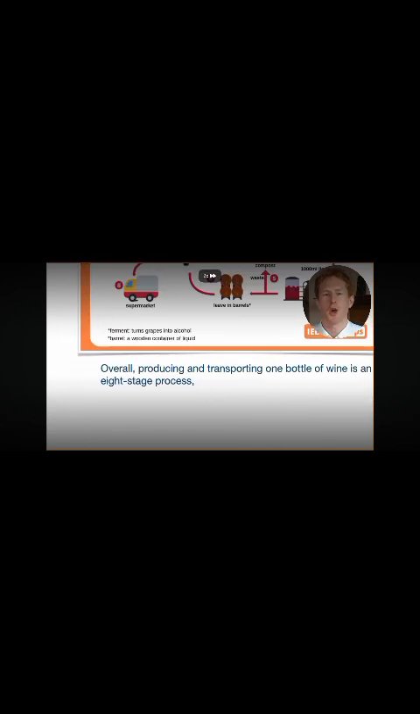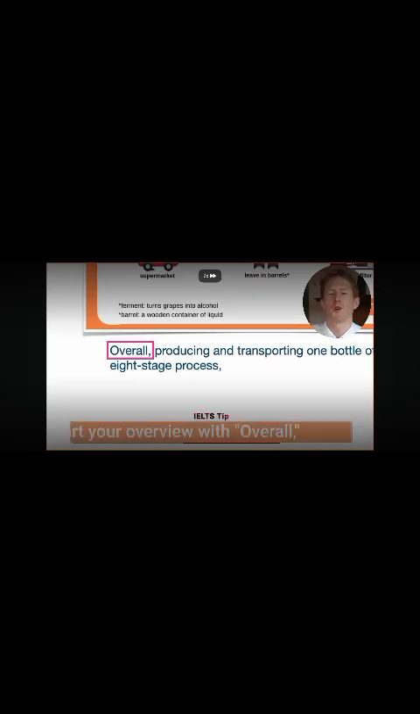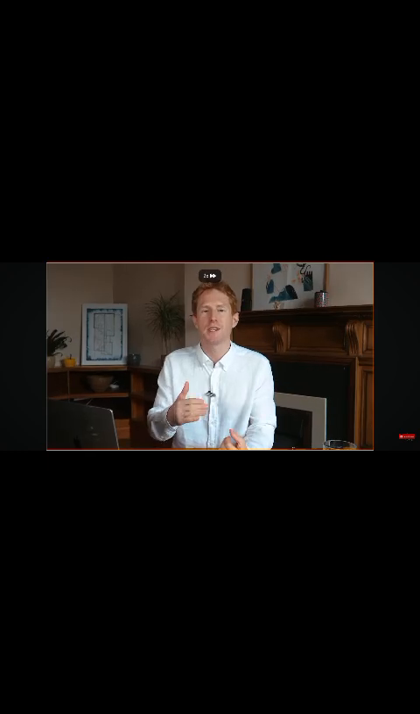Brilliant. By the way, do you notice that I start the overview with overall? I recommend starting all overviews with overall because it makes it very clear to the examiner that you have an overview. By the way, most examiners, when they start marking your academic task 1, the first thing they do is look for an overview. So make it easy for them to see it. Write overall, and then a comma, and then have your overview.